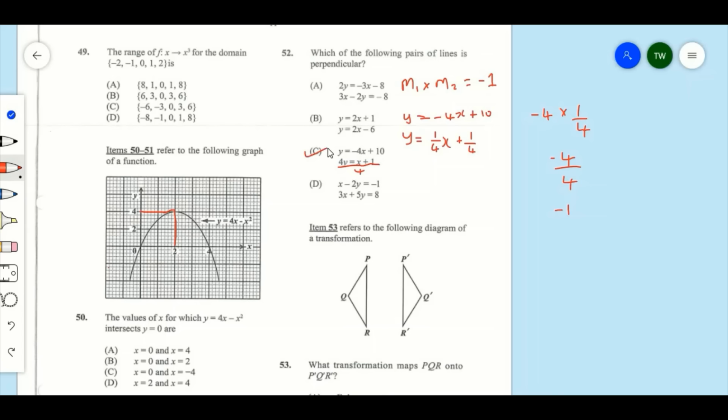Let's take a quick look at option B. Option B could not be the answer, but there is something important happening about option B. Note here the gradient of this line is 2 and the gradient of this line is 2. Whenever two lines have the same gradient, they are said to be parallel lines. So parallel lines have the same gradient. That's a point for you to note.